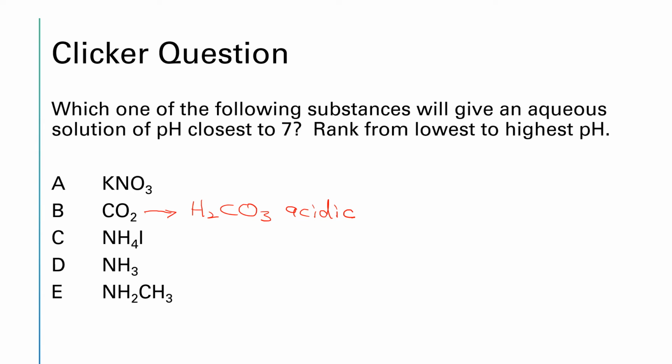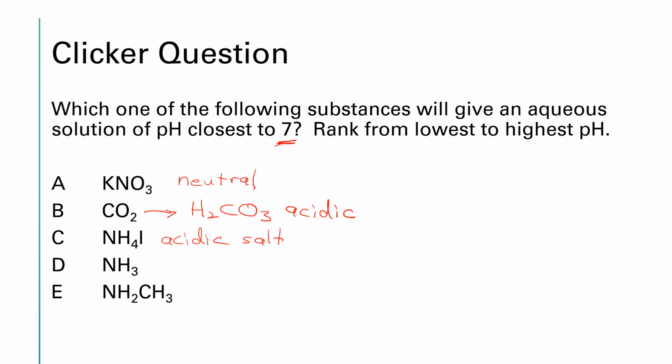KNO3 is going to be a salt. The K comes from KOH, the NO3 comes from nitric acid. KOH is strong, nitric acid, HNO3, is strong, so this is going to be a neutral salt. So that's probably going to be our answer here for the pH closest to 7. But let's investigate the other ones. Ammonium iodide, well, that ammonium ion came from a weak base. The HI came from a strong acid, so this one is going to be an acidic salt.